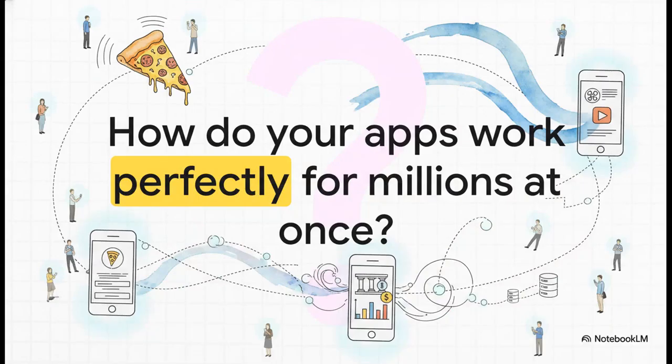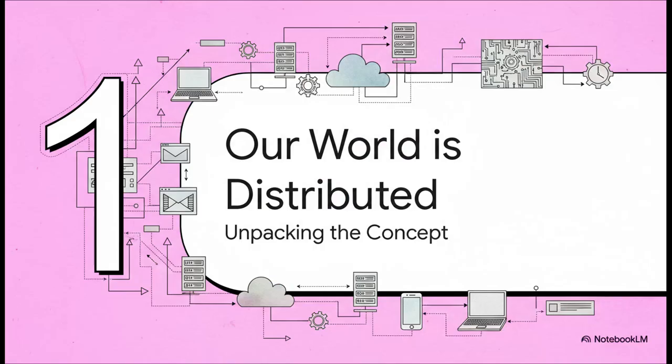I mean, seriously, have you ever stopped to think about that? You can be ordering food, streaming a 4K movie, and checking your bank account all at the same time. How on earth do these incredibly complex services feel so smooth, so instant, and so reliable? Not just for you, but for millions of other people using them at the exact same second. Well, the answer is a really powerful, really cool idea called a distributed system. And that's what we're going to unpack today.